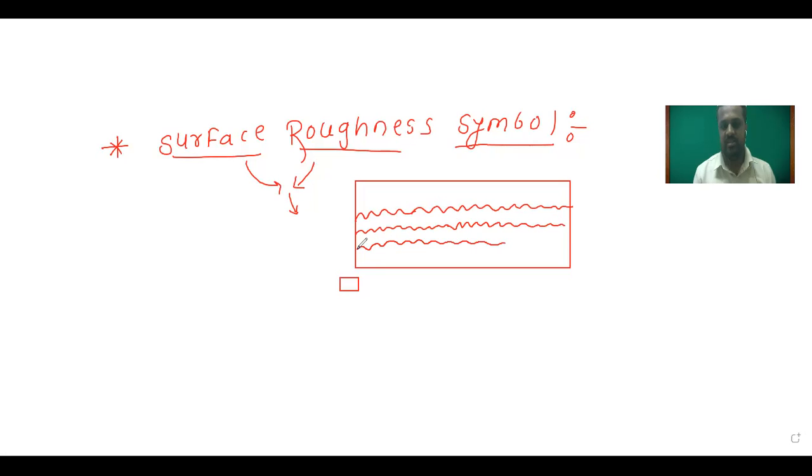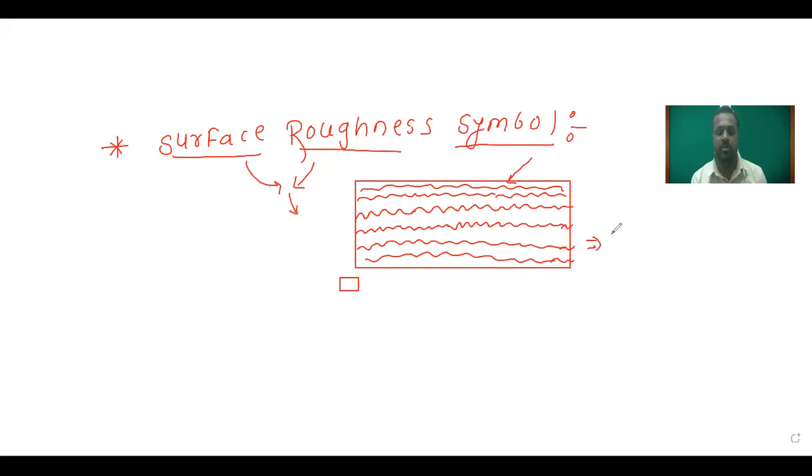So this is called the surface roughness: how rough that surface is, or how finished that surface is. So these are the irregularities on the surface of this component, and suppose we have measured these irregularities. Then what is its value? That value will be in microns.